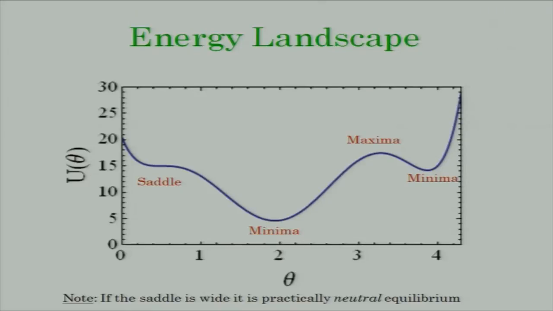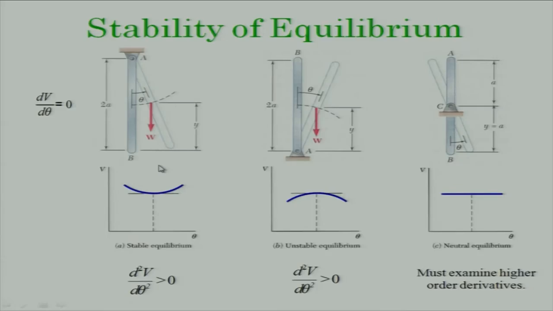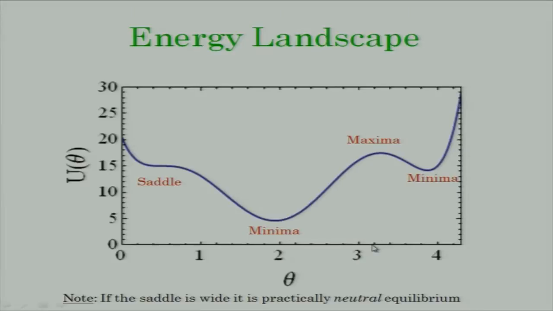Now let me give you a typical energy landscape for any complex system; it may look like this. You can have a saddle point. What's a saddle point? It is a point where d²V/dθ² is an inflection point. Saddle is strictly speaking in two dimensions. At this point, the second derivative of V, or U, the energy with respect to theta, will be equal to 0. It's a minima here.